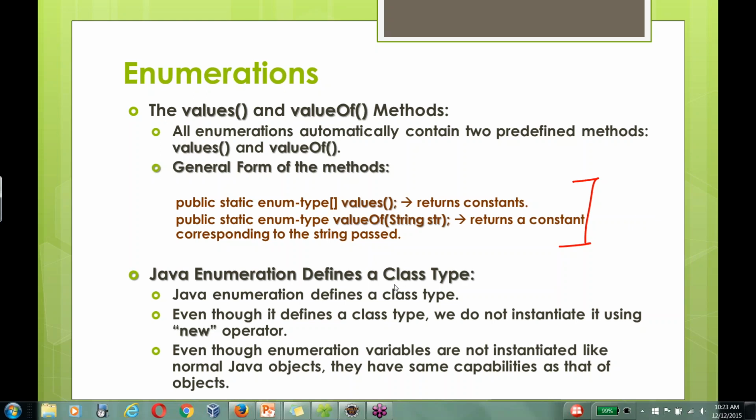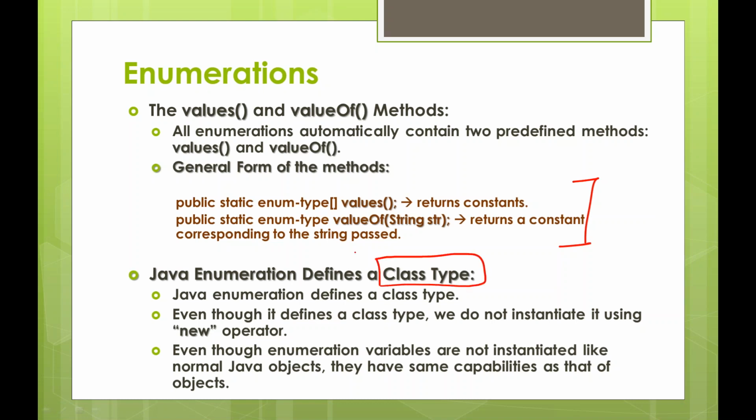So enumeration, we know, defines a class type. By now we all understood. I have told you around 10 to 15 times by now, I guess. Enumeration defines a class type. There is a reason for repeating the same thing again and again. If I tell you one time and it doesn't stick in your mind, the second time when I tell, it will stick.